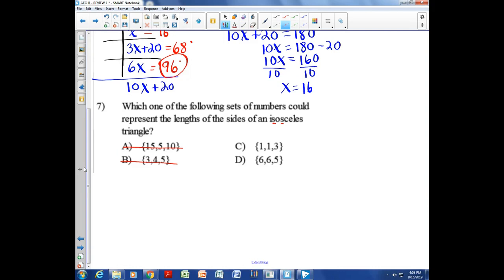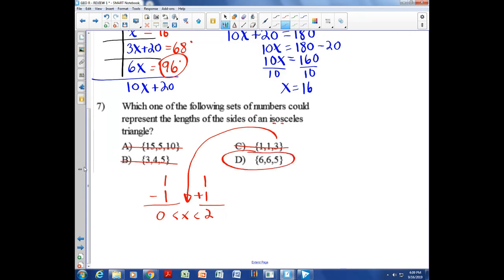However, when we analyze the 1, 1, 3, for example, if I put 1 over 1 twice and did my third side rule and I subtracted and added, I would find that that third side would have to be greater than 0, of course, but less than 2. And 3 does not fit in between that. So while C at first glance might be an isosceles triangle, from a deeper study, we find that it cannot be a triangle. So we need to eliminate C, which leaves D as our answer.